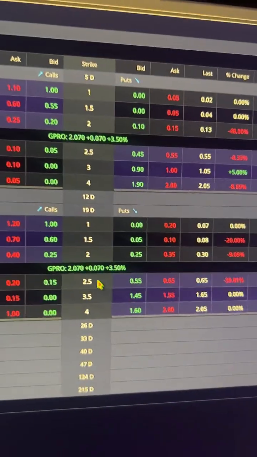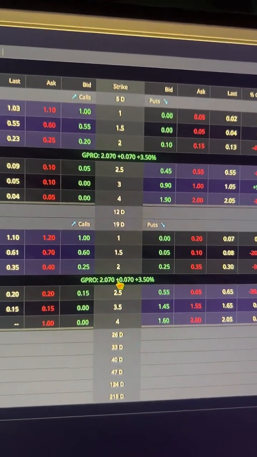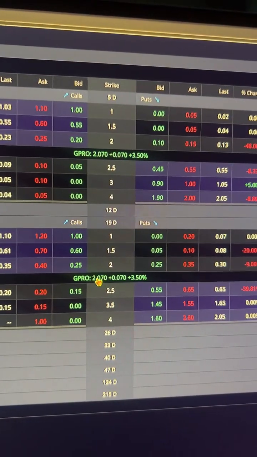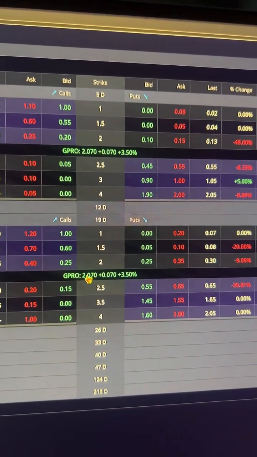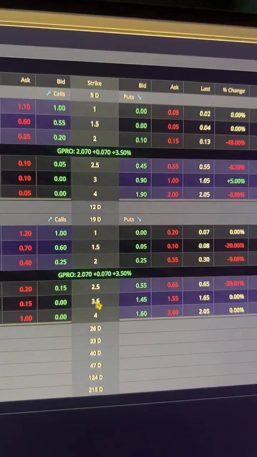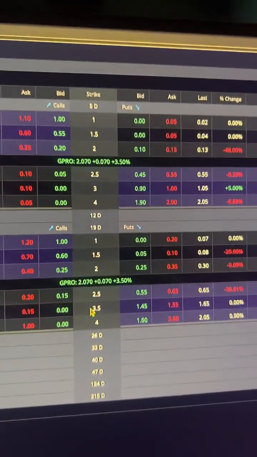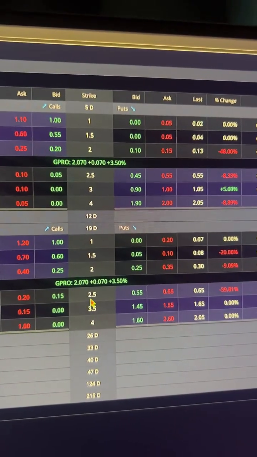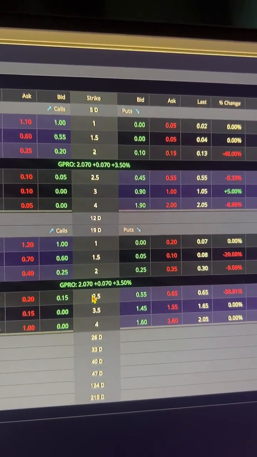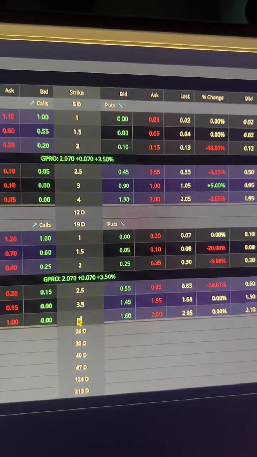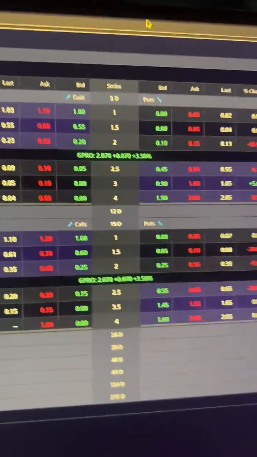So if GoPro is trading at $2.07, and I think it's going to go to $3, I would look for the $3 strike price. And it is right here. But they're giving me $3.50. Also, what you want to pay attention to is the spread. Because it's going from $2 to $2.50 to $3.50, right? I want more strike prices.